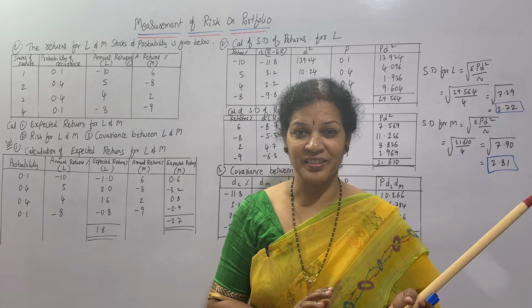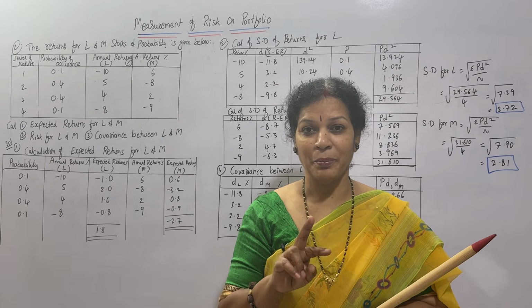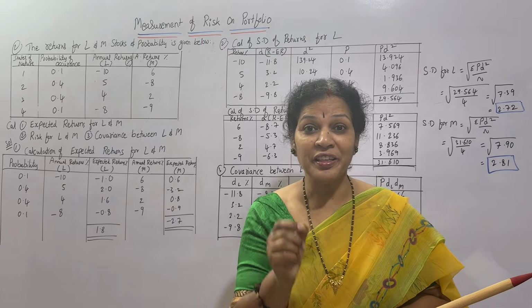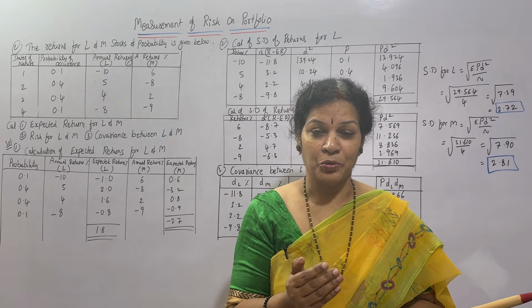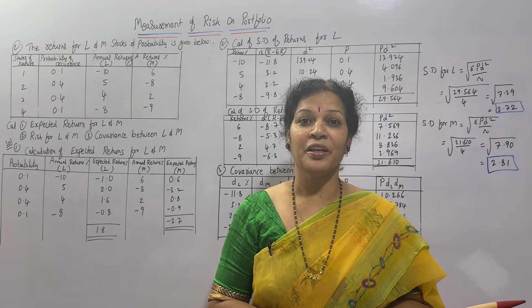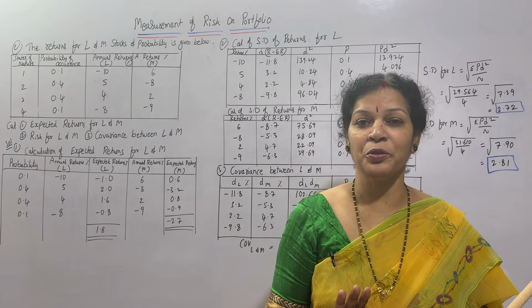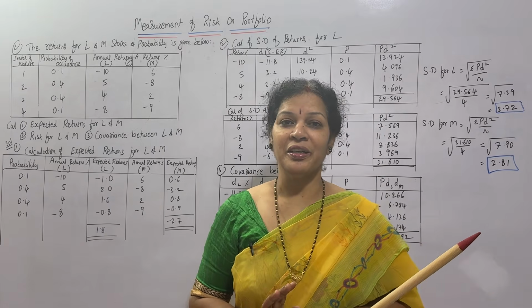Expected return is there, and expected risk is also there, but at the same time probability is also given for so and so returns. If the probability is this much, what would be the return, what would be the risk, that we are going to calculate. Simple problem, nothing to worry, we only need to understand the concept.